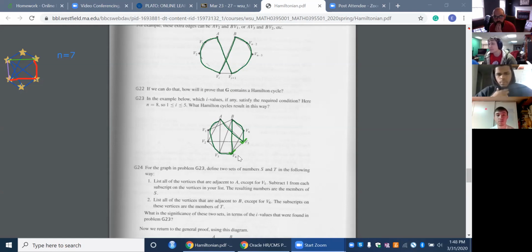Cool. All right, so now we're saying if you could find such a situation always, then that's going to guarantee we have a Hamiltonian cycle. And so down here, we want to try and guarantee that we have such a set of vertices.